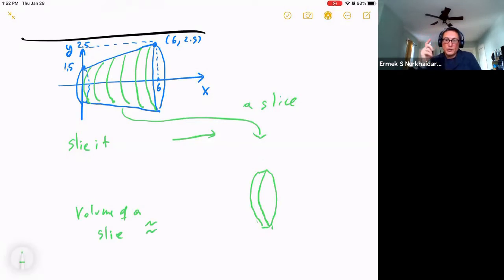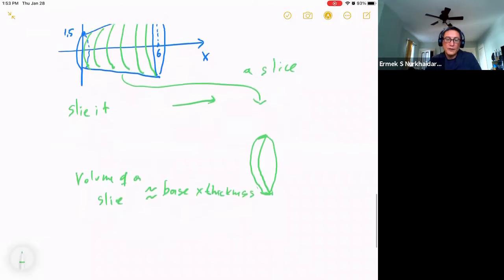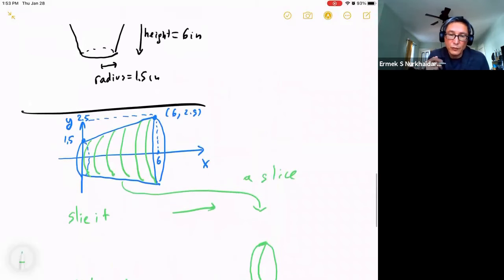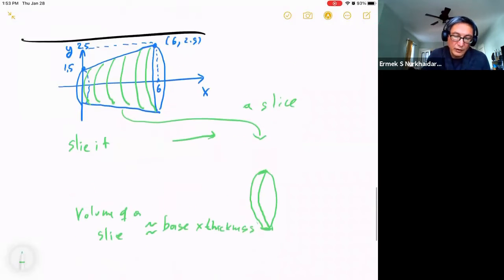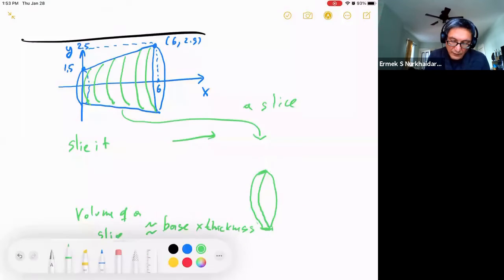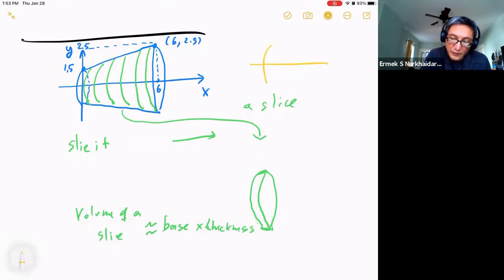What I will assume is, even though here our edges are not perpendicular, I assume that it is perpendicular. So I'll assume that's area of base times height. Area of base times height, in this case, is base times thickness. Thickness comes because I'm doing these slices.